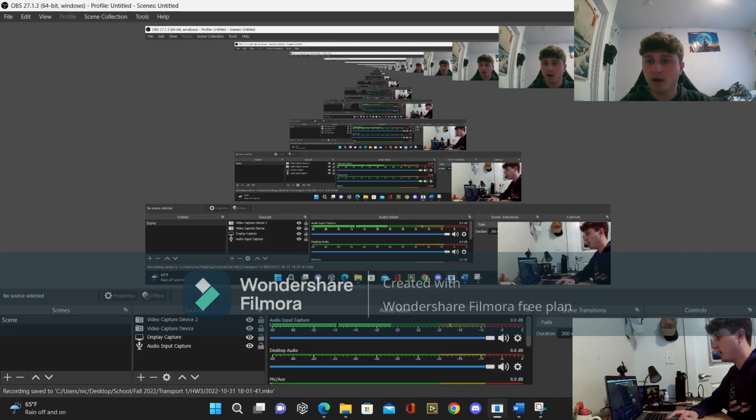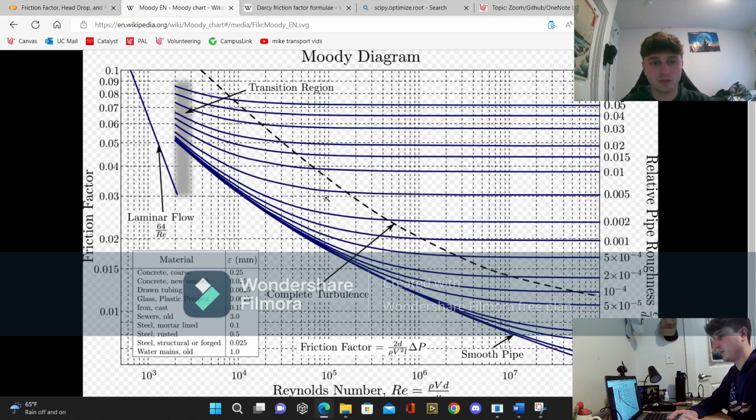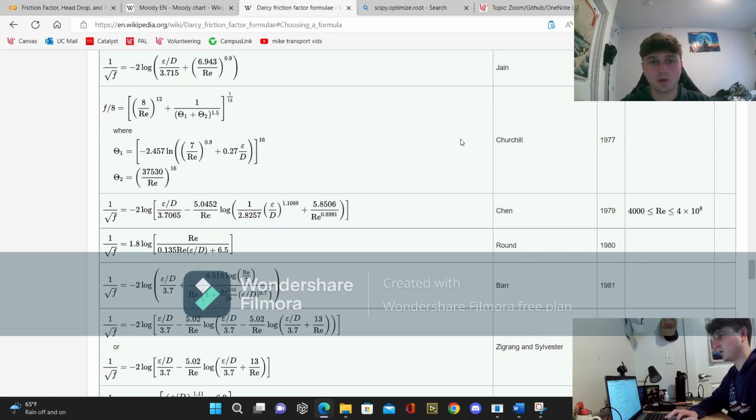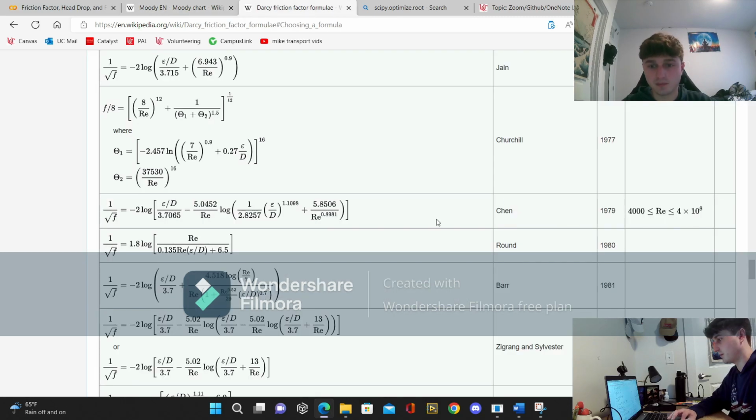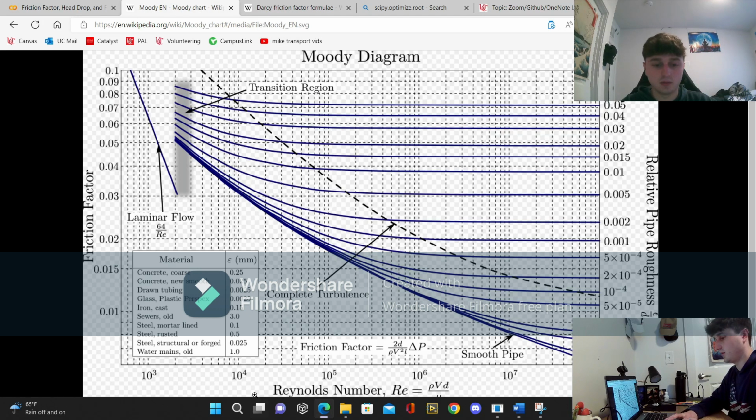Alright, hello everyone, we're back. What we're going to be doing is discussing the Moody diagram and the Churchill equation and how that's going to help us get into the Python coding that we have. If we go over here, we see a Moody diagram, which gives us a relationship between the relative pipe roughness and the Reynolds number. As we've discussed, many different people came up with different equations or relationships, if you'd rather, for how the relative pipe roughness and the Reynolds number affect the friction factor.